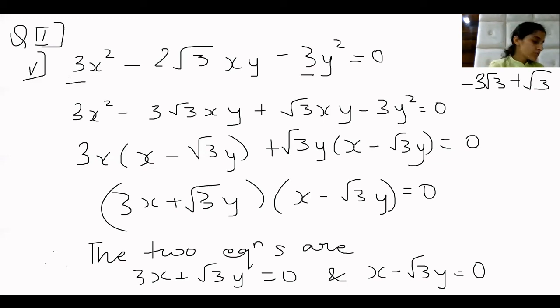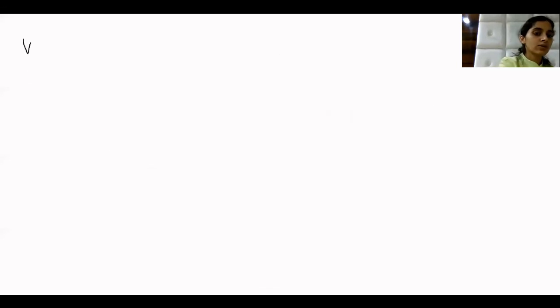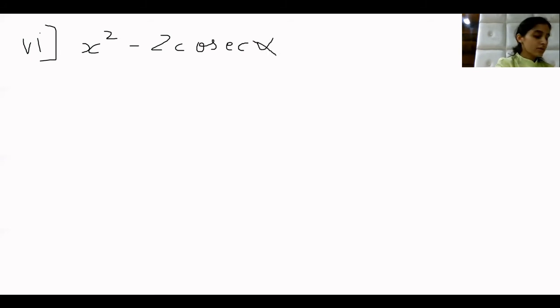So for the first few sums, first almost 4 to 5 sums, you have to only factorize the equation, get the factors, and those are the equations of your line. Okay, I'm moving on to the sixth one now. That is a different way of factorizing. We've done this also. x square minus 2 cosec alpha xy plus y square equal to 0.